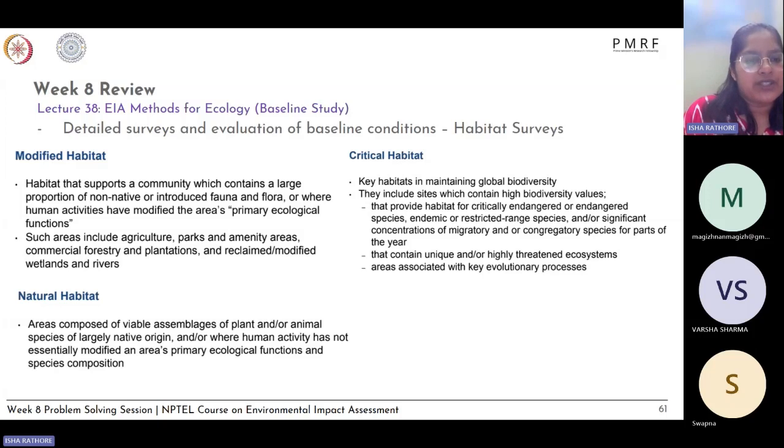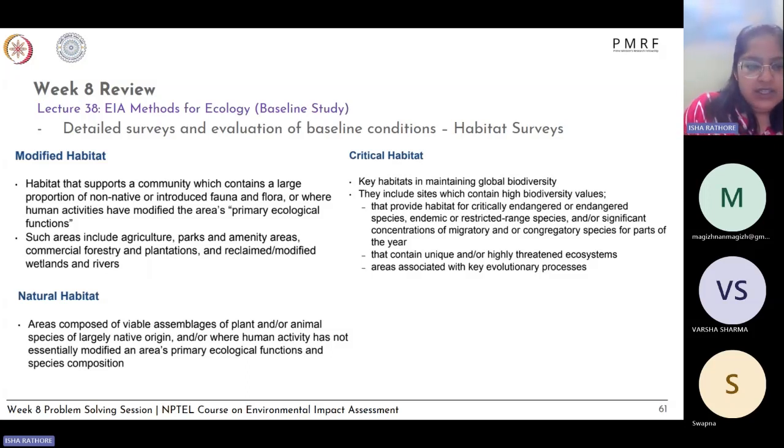That is, you find more non-native species in that habitat compared to the naturally occurring species in that area, or some man-made activity has introduced new fauna or flora to that site for, let's say, landscaping purposes. So that is a modified habitat where you don't see the primary ecological functions because it has been modified for certain reasons. Examples of these are agriculture, parks, commercial forestry and plantations, or reclaimed or modified wetlands and rivers. So those are modified habitat.